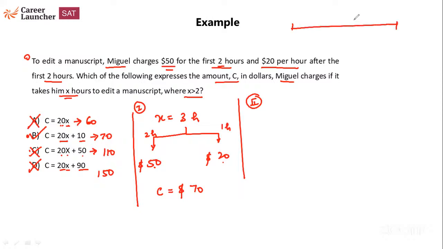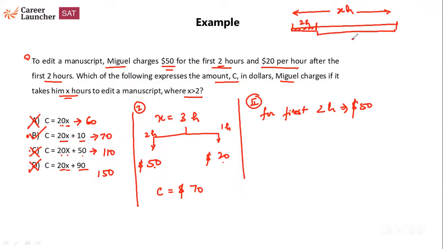Miguel works for total X hours. For the first 2 hours out of these X hours, he gets $50. For the first 2 hours, you have paid him. So how many hours are remaining to be paid? Out of X hours, paid for the first 2 hours, that means remaining hours which are now to be paid is X minus 2.